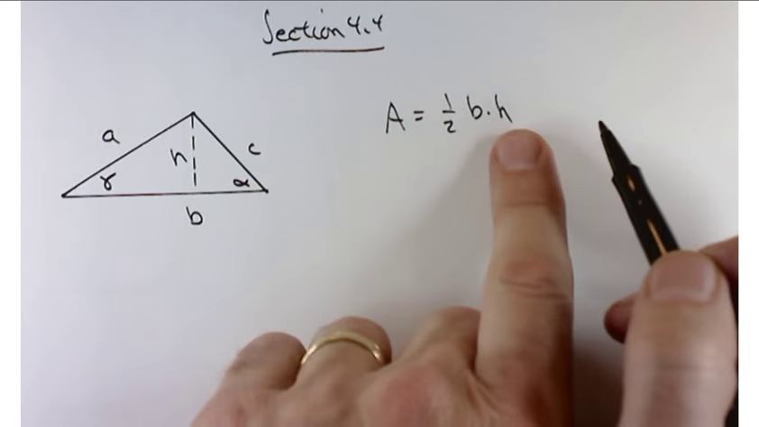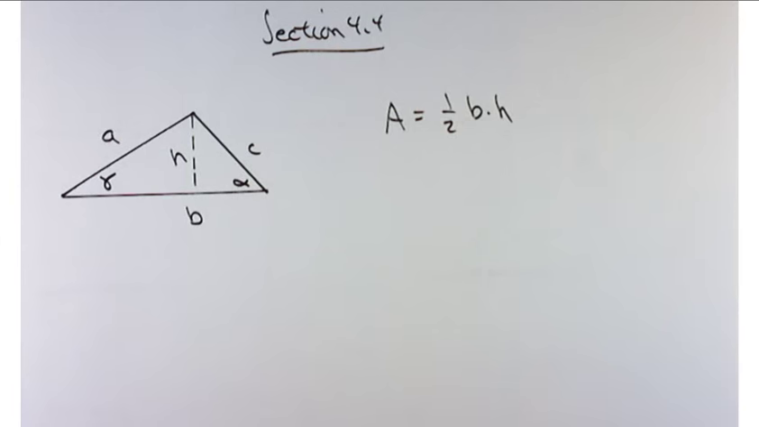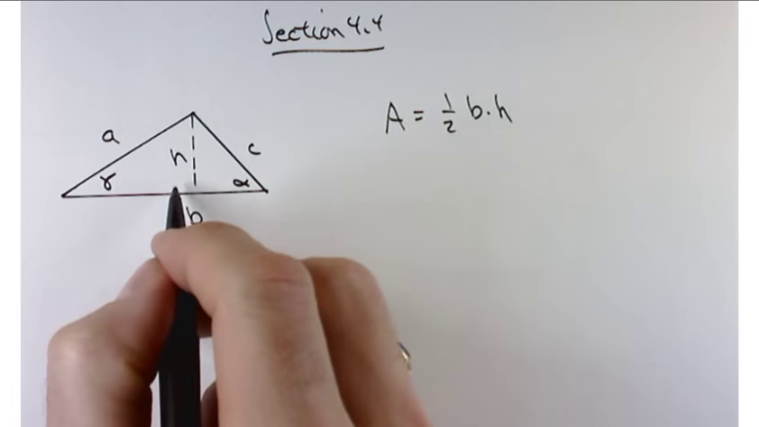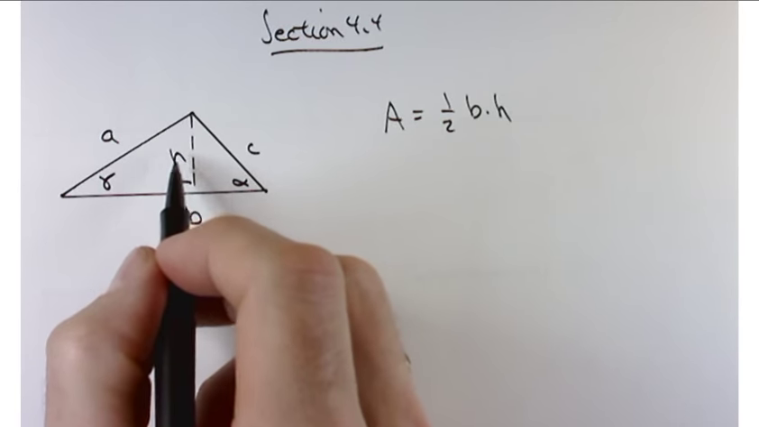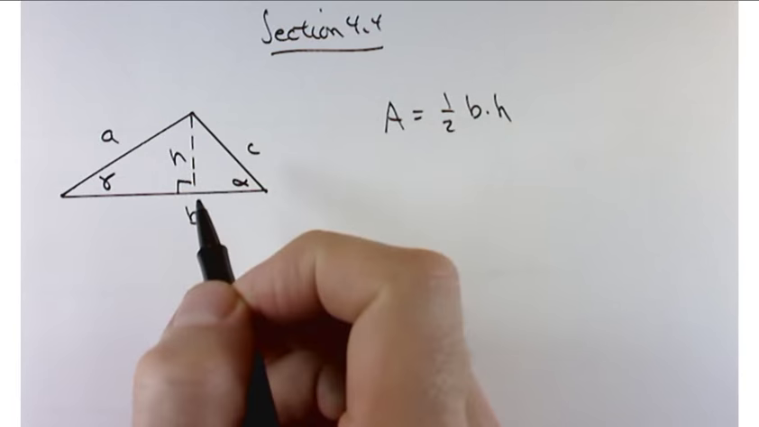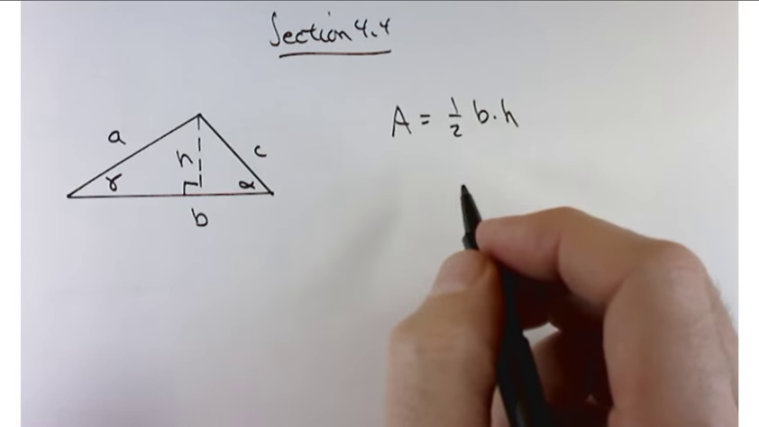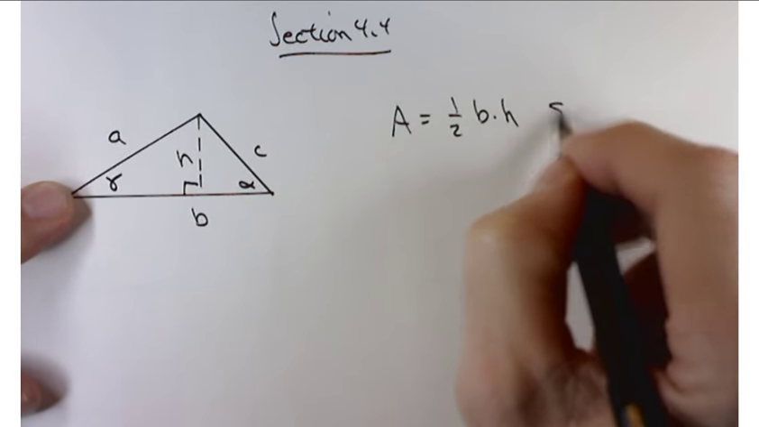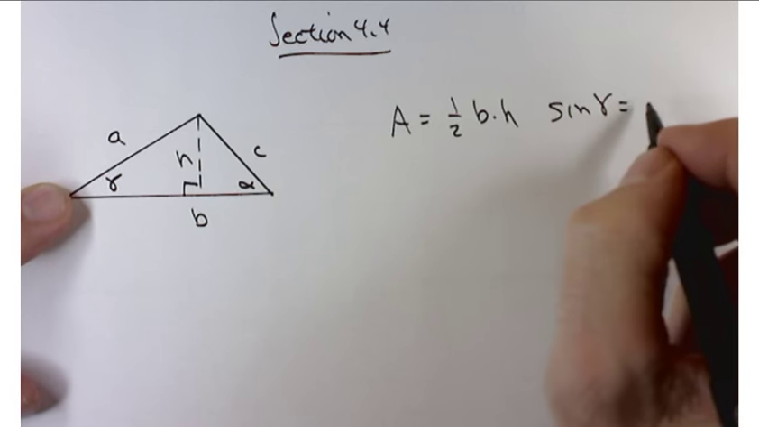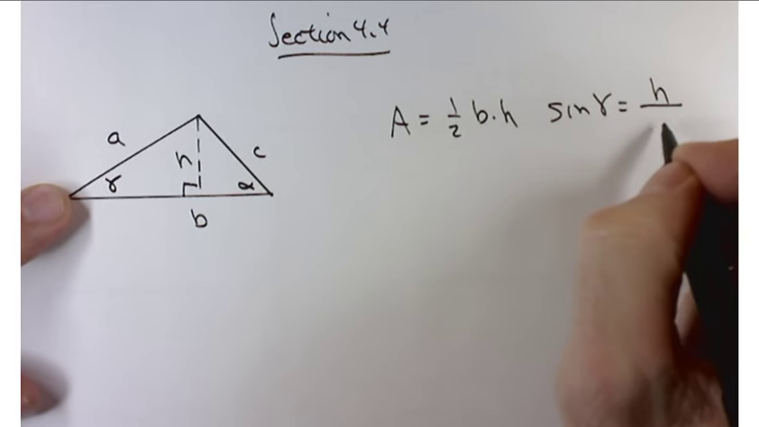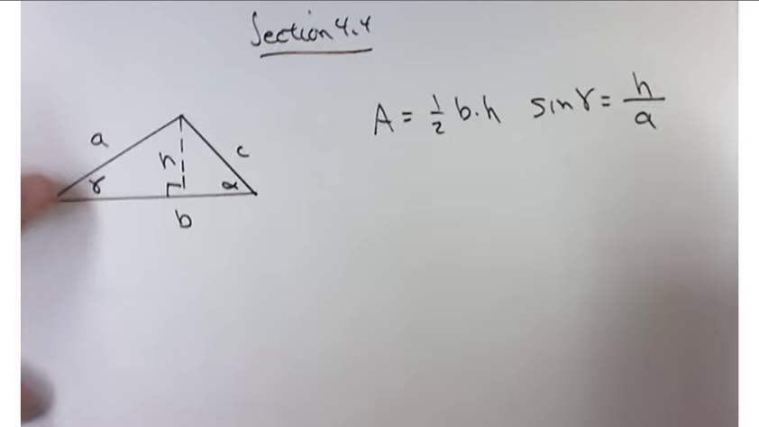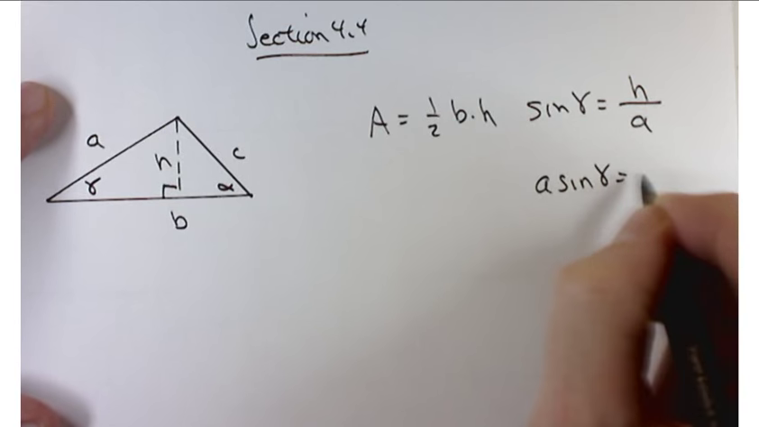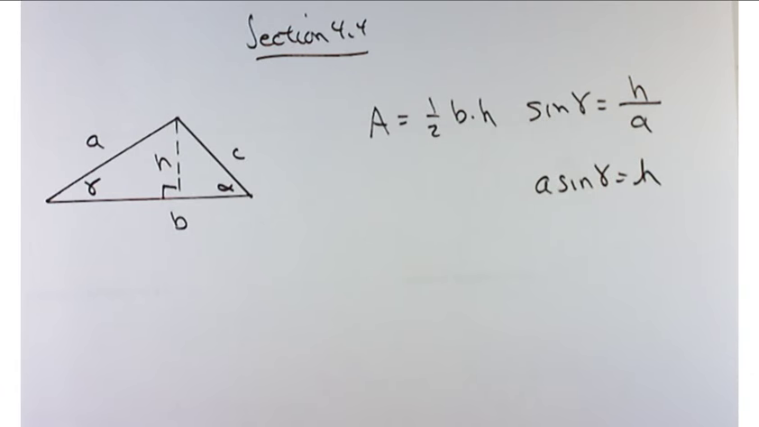Now let's see if we can replace the height with something. So is there some trigonometric formula that I can use that involves the height, maybe a known angle, and another known side? What involves these three pieces of information? All right, sine of gamma equals what over what? H over A. If I multiply both sides of this equation by A, I get A times the sine of gamma equals H.